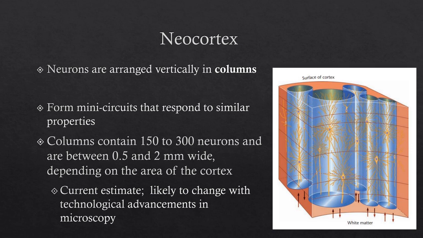And this column arrangement is a fundamental type of organization in the cortex, this columnar arrangement. So within these columns, how big are they? Well, these columns can contain anywhere from 150 to 300 neurons and are between 0.5 millimeters and 2 millimeters wide. So again, depending on the area of the cortex, but pretty tiny little columns containing anywhere from 150 to 300 neurons.